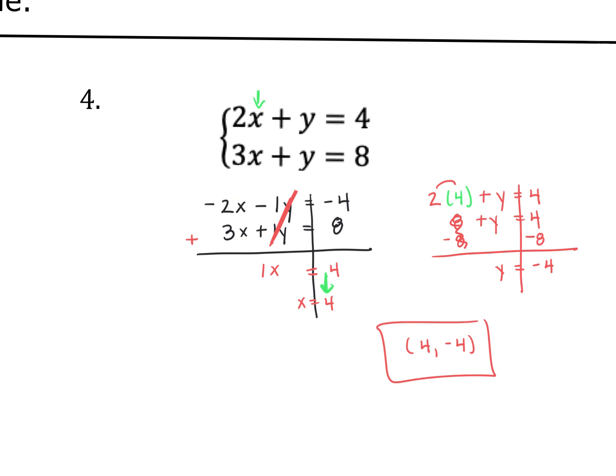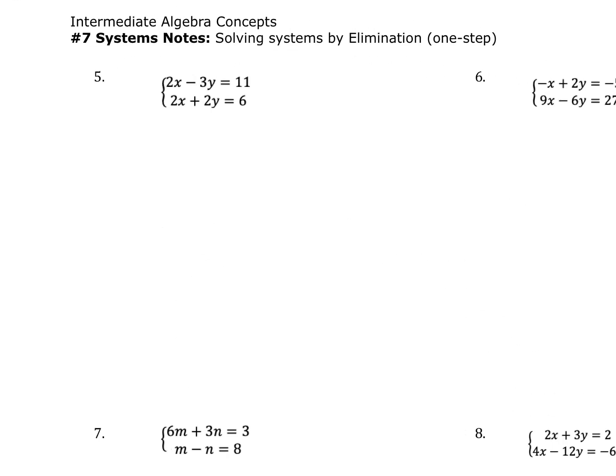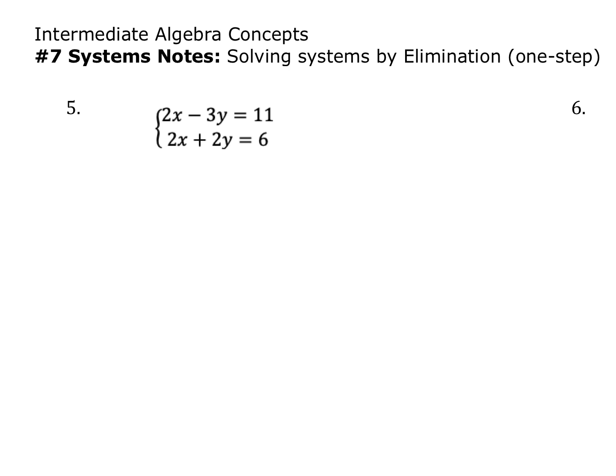Okay, let's try a couple on the back side of the sheet. And do the same thing. I have 2x minus 3y equals 11, and 2x plus 2y equals 6. Well, my x's would probably be the easiest to change because they're both positive 2, so I'm going to change one of them to a negative 2.